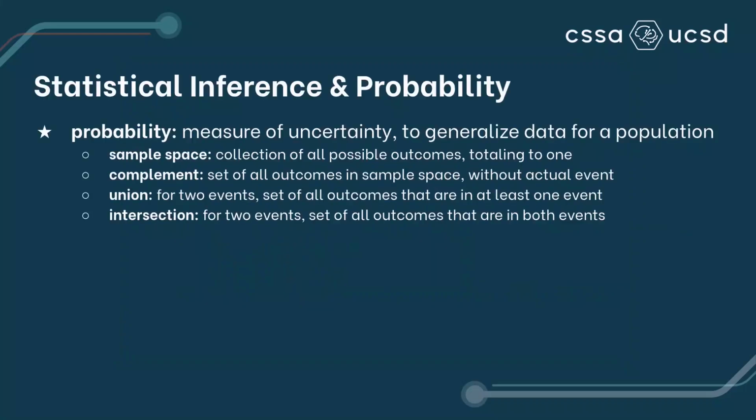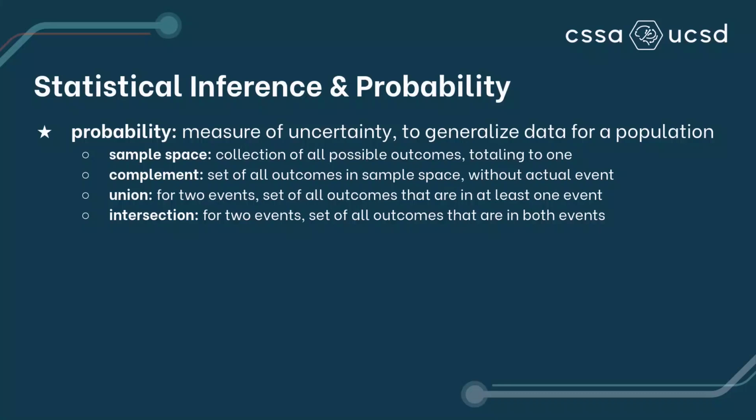Let's move on to statistical inference and probability. So probability is just the measure of uncertainty to generalize data for a population. An example is, what is the probability that I will be late to lecture? I'm not sure if I'm going to be late yet, but I'm also not sure that I'm going to be on time. So there's some kind of uncertainty there, and we can assign a numerical value to that.